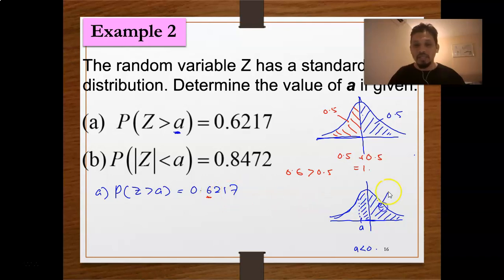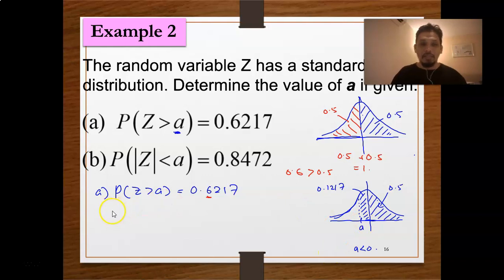Just imagine that this is 0.5 and this part here is 0.1217. 0.1217 plus 0.5 is 0.6217. The point now is, what is the value of A?